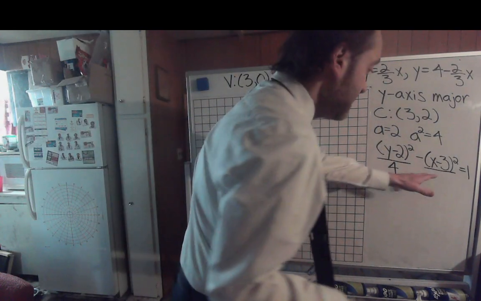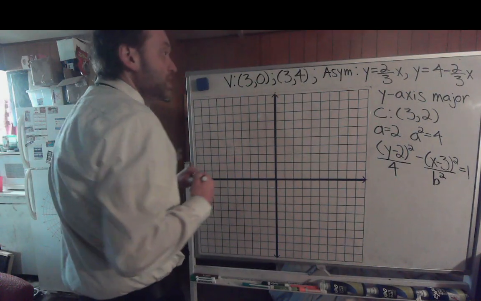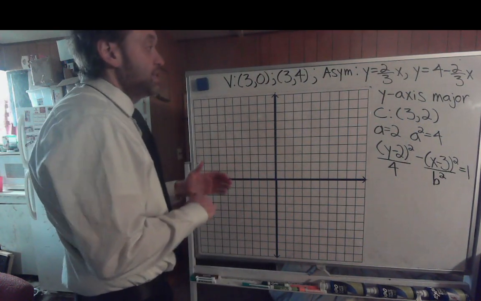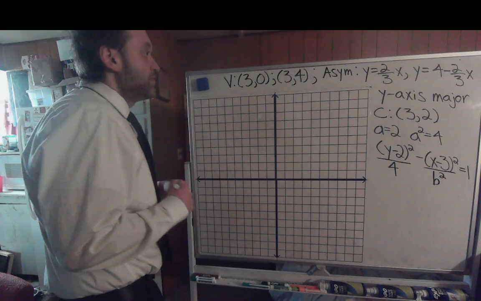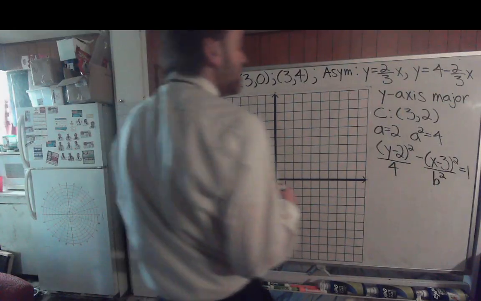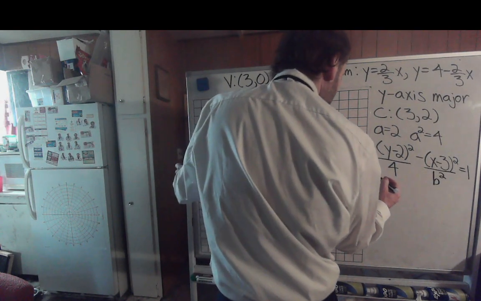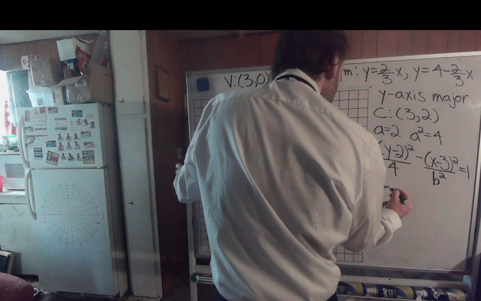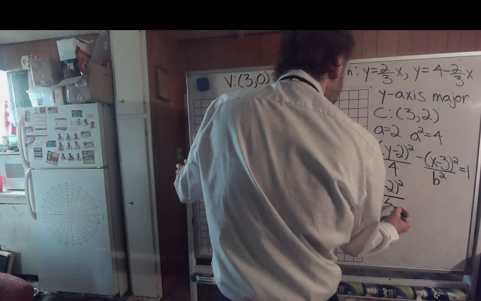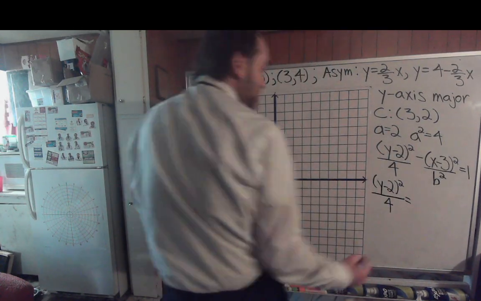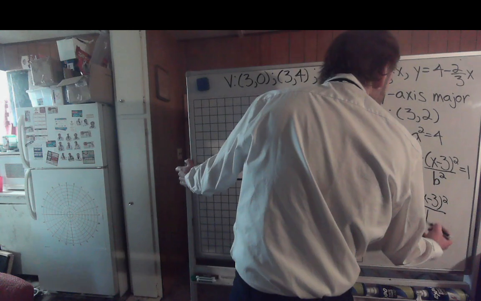Now, what about b squared? We don't know that yet, right? We don't know that at all. But let's look at our asymptotes here. It's actually quite easy, because if I take, let's see here, so I would have to literally take then y minus 2 squared all over 4 is equal to x minus 3 squared all over b squared.